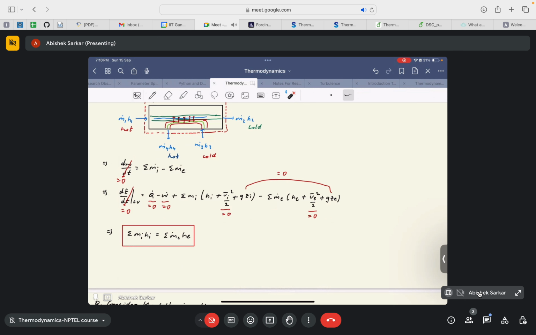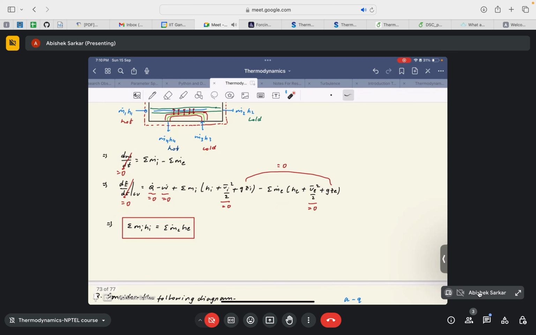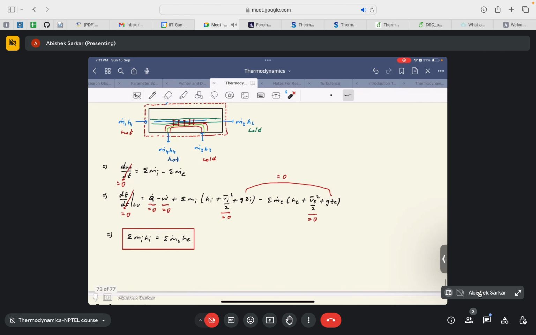So disregarding those terms, the final form of the energy equation, or the steady flow energy equation for heat exchangers, turns out to be the summation of m_i dot h_i equal to the summation of m_e dot h_e, right? And in this case you cannot disregard the summation sign. Why? Because you can clearly see there are multiple inlets and outlets, because there is no point of having a heat exchanger with only one inlet and one outlet, right?